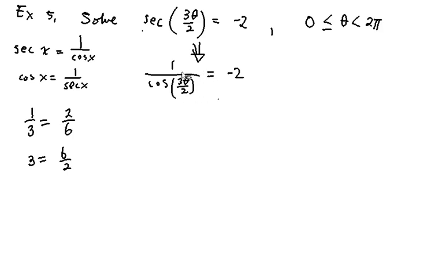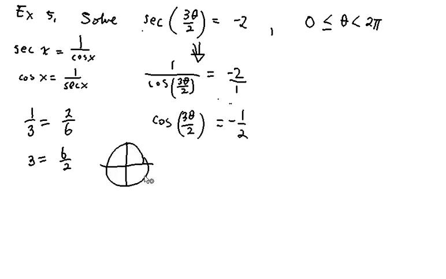So what I'm going to do is flip this side and flip this side, and I get cosine of 3 theta over 2 equal to, and I flip this, since this is minus 2 over 1, then I'm going to get minus 1 over 2. And now we're back to the same problem that we had in the previous examples. Okay, so let's find out where the cosine is equal to negative 1/2.